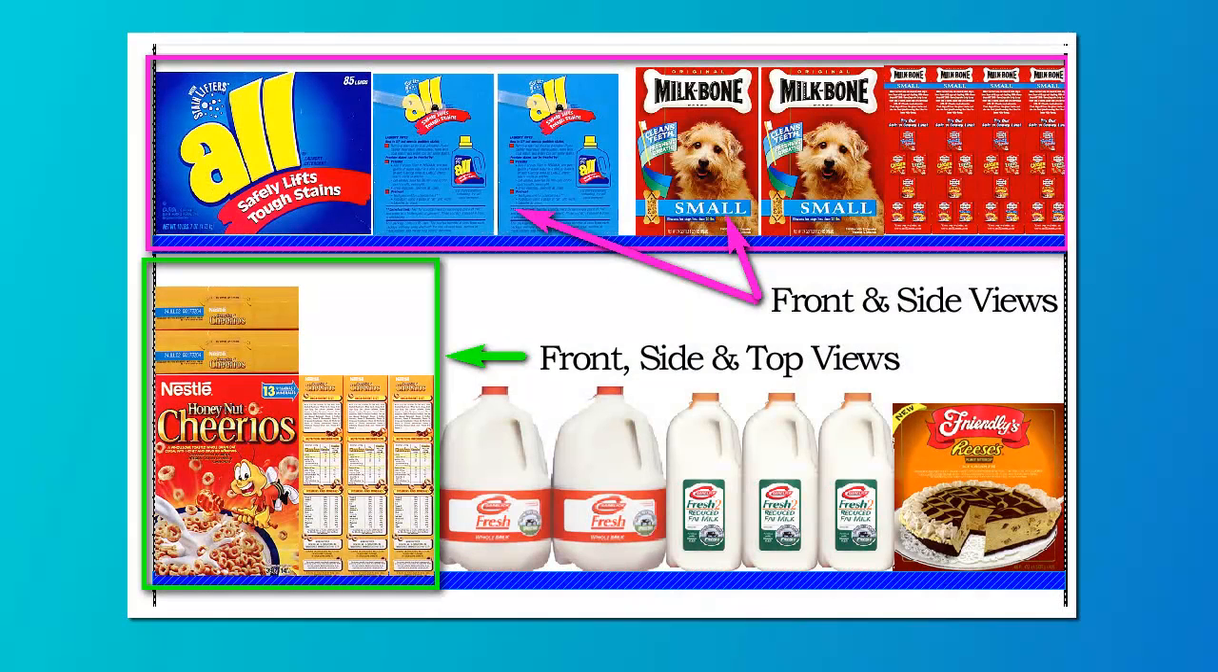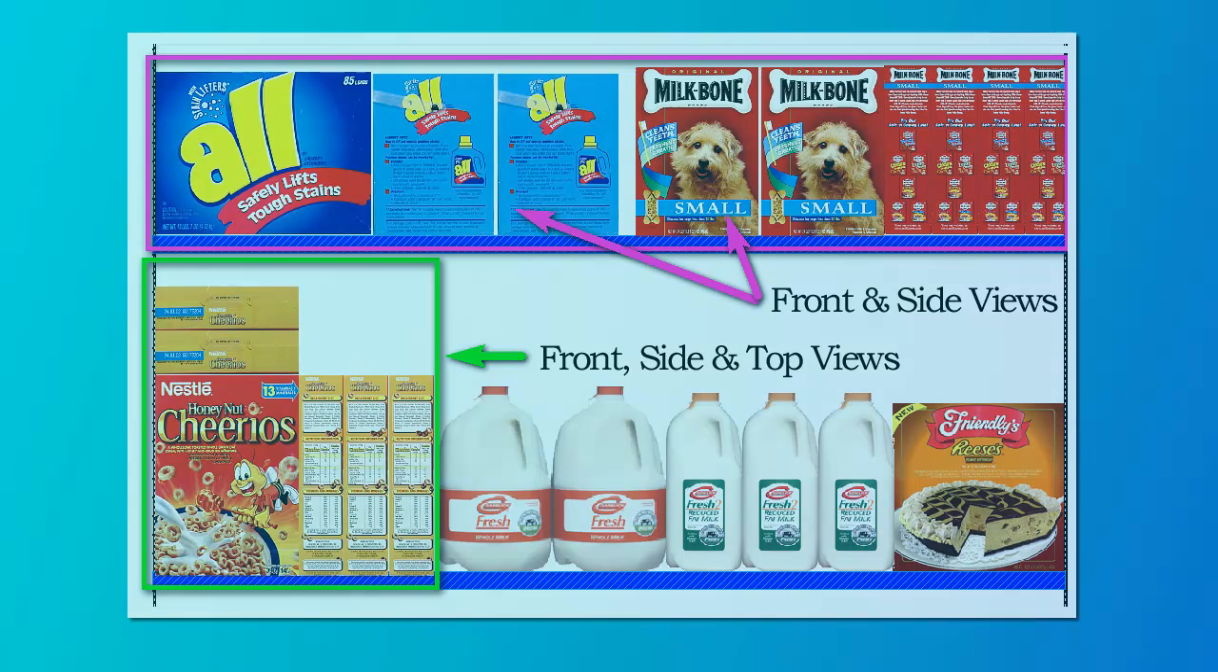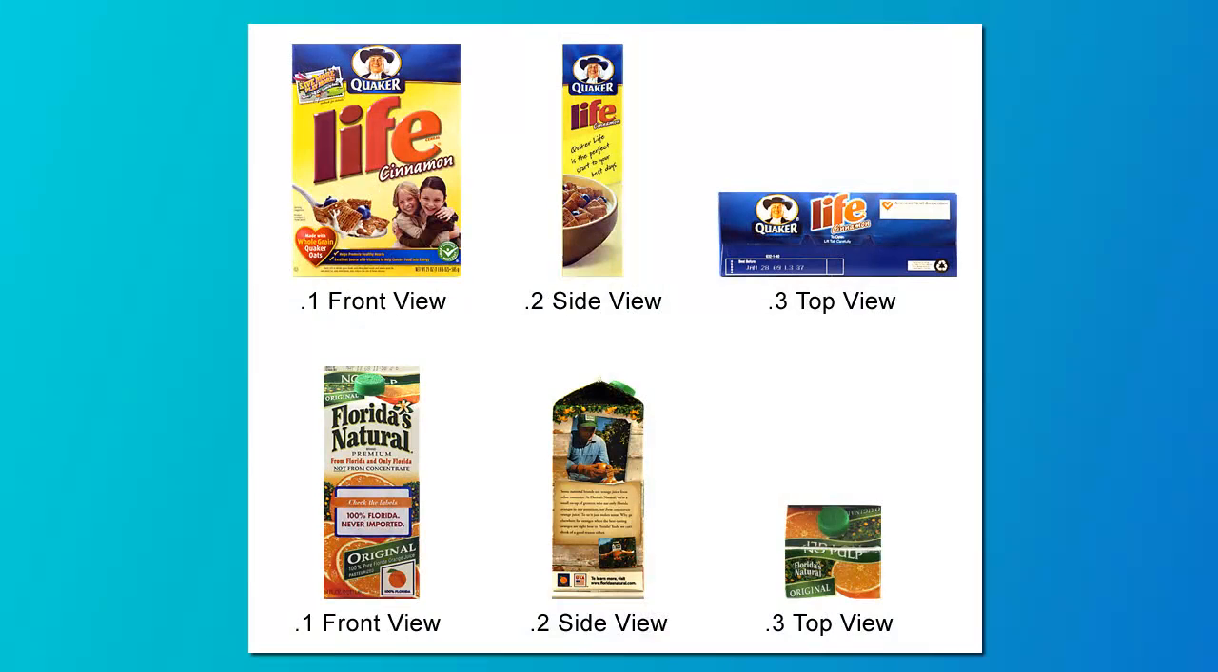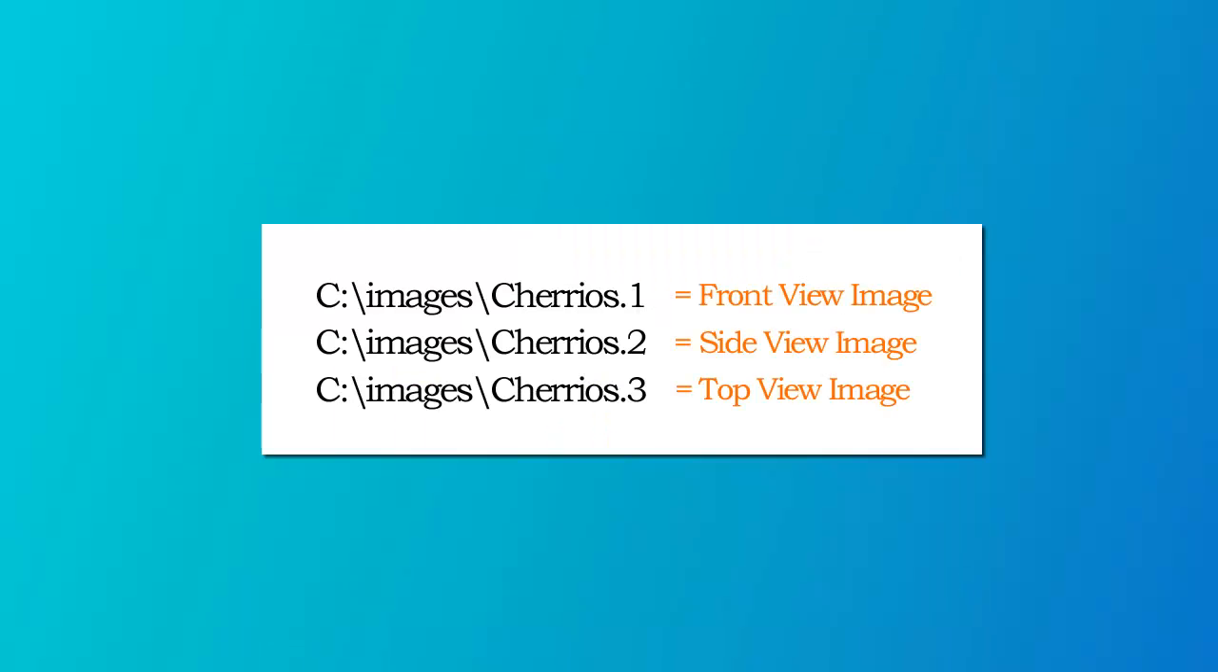The Enterprise Edition supports three-sided imaging, so you can enter images for the front, side, and top views of a product. So if you flip a product onto its side or top, there will be a photo image available for it. The photo image used for the front view must have an extension of .1. The side view has an extension of .2, and the top view has an extension of .3.